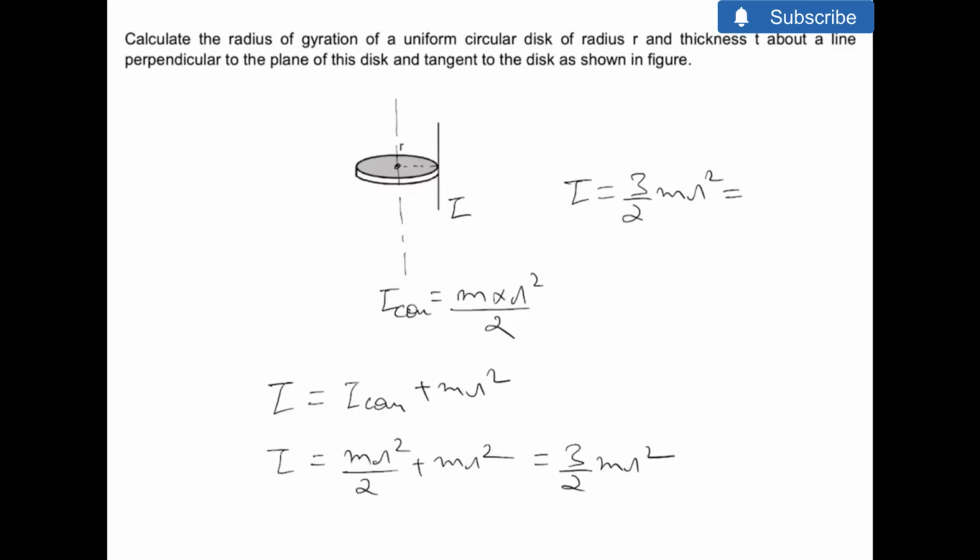Now if I equate this moment of inertia to m k square, assuming that the complete mass of the disk is concentrated at some distance k from this axis, and therefore k will be equal to root of 3 by 2 into r. So this would be the radius of gyration of this disk about this axis.